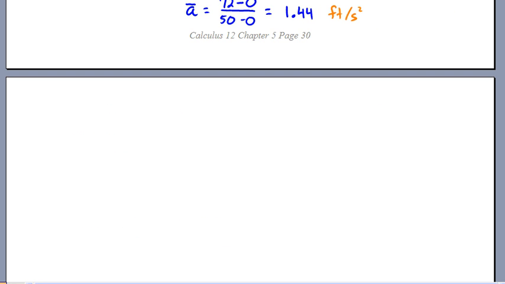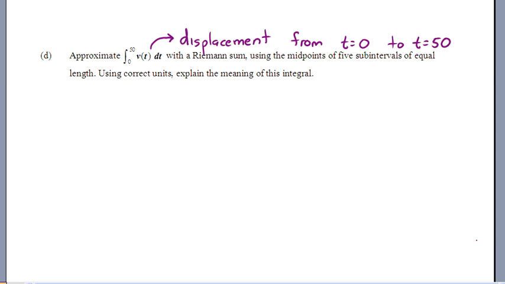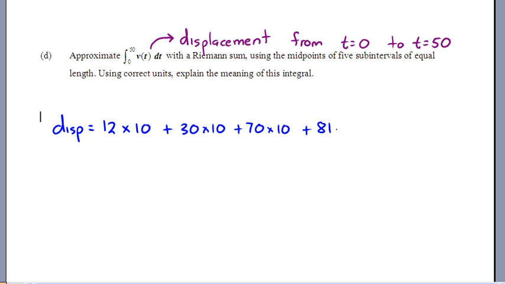Okay, well, let's go and try this out. See what we've got here. Looks like this displacement, it's going to be 12 feet per second times 10 seconds plus 30 feet per second times 10 seconds plus 70 feet per second times 10 seconds, and just a couple more of these, 81 feet per second for 10 seconds, and finally 60 feet per second times 10 seconds. I'm liking the way these units are going to be working out here, because this is feet per second multiplied by seconds. So yeah, this is going to be in feet.